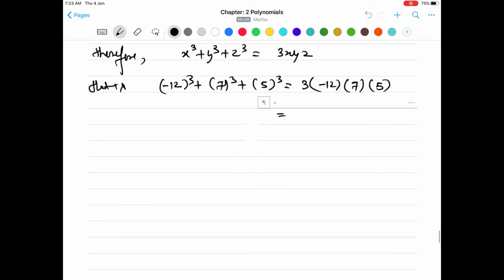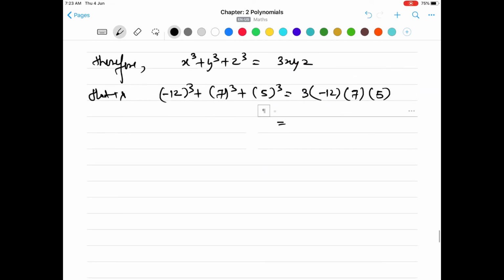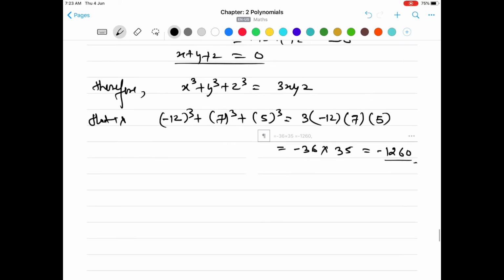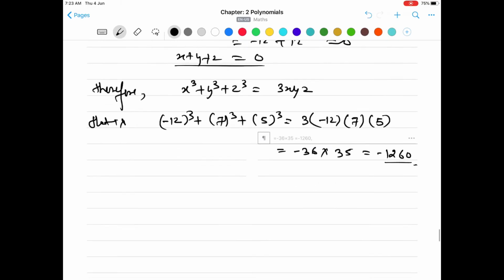Now we have to multiply these numbers. 3 into minus 12 is minus 36, and 7 into 5 is 35. Now we have to multiply 36 into 35, and you will get minus 1260. That's the answer of part 1 of question number 14.